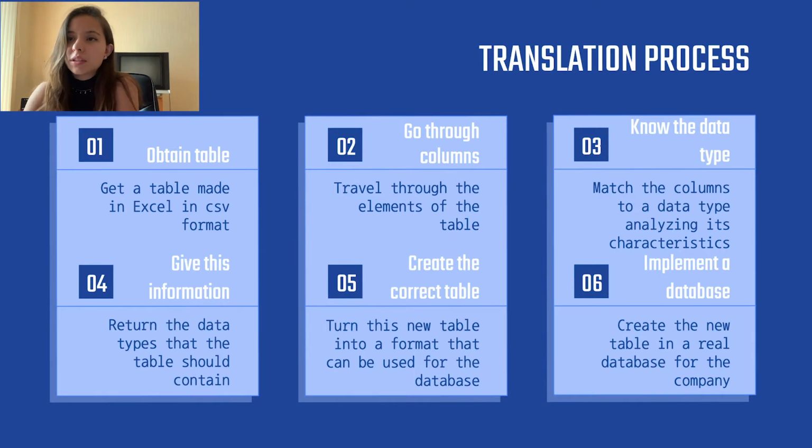What do we want the process to be? The translation process basically has 6 steps. Obtain the table gotten from an Excel CSV format, go through the columns of this table, know the data type to which each column should belong, give this information to the expert, create the new database table, and implement that into the real database.